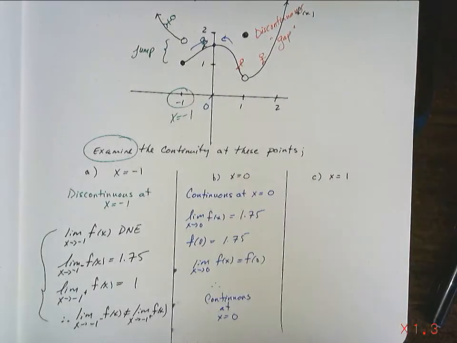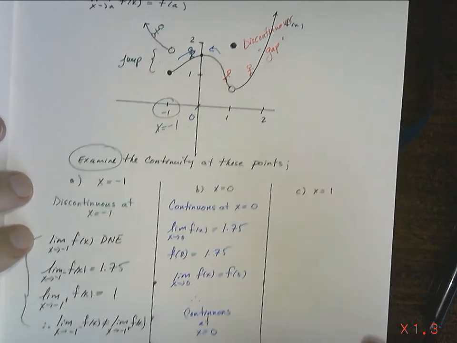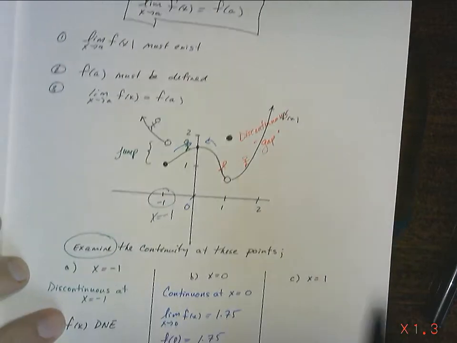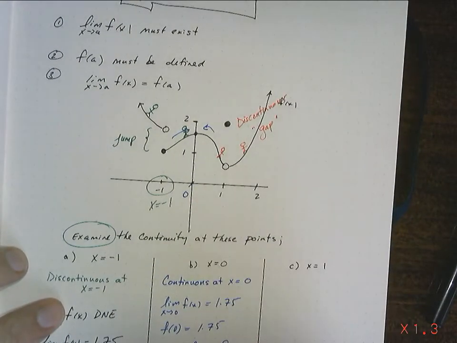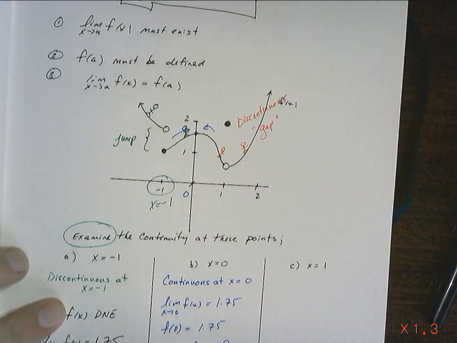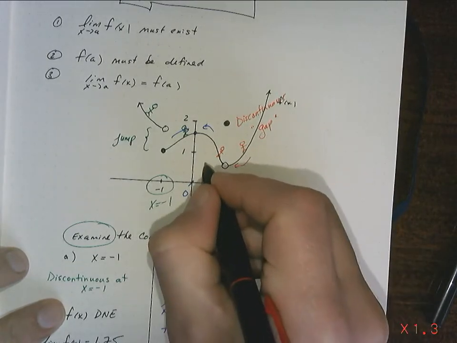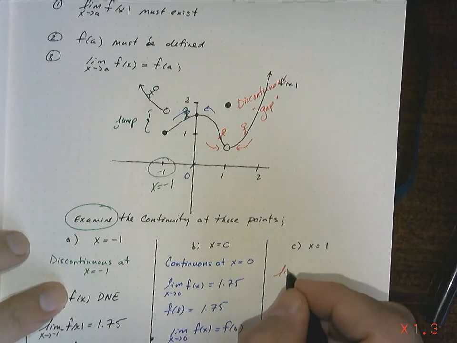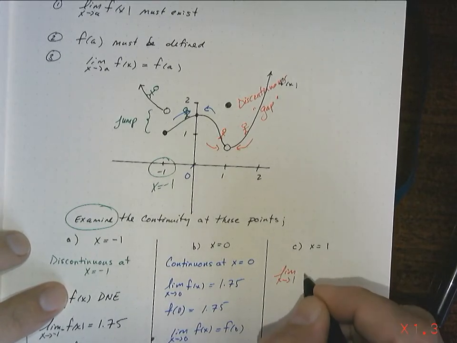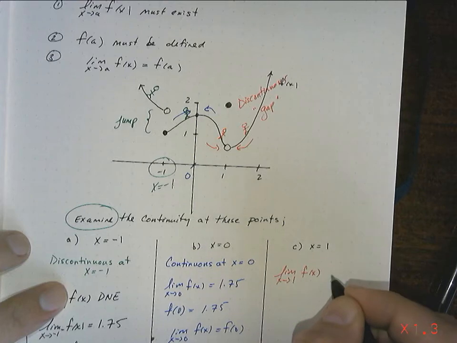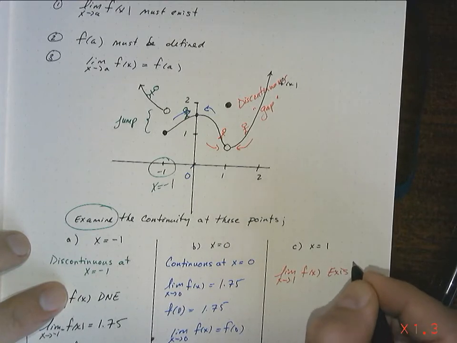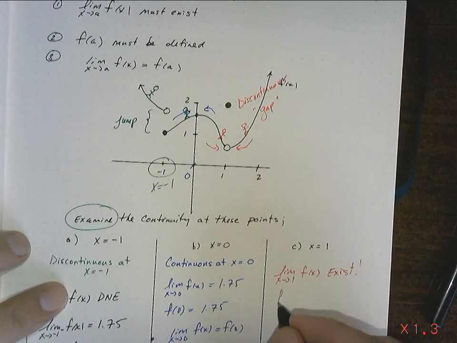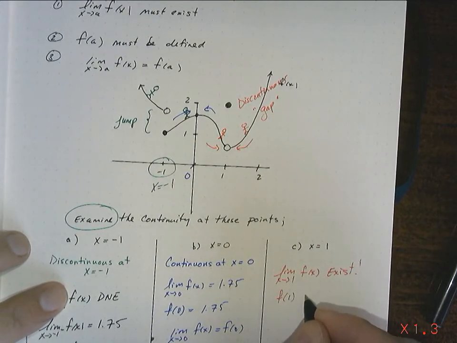And what actually fell apart on this gap discontinuity? Which one of the conditions actually fell apart here? Well, does the limit exist at that point? Does the two-sided limit exist? And the answer is yeah, it does. As I approach from the left and I approach from the right, I'm approaching the same value. So the limit as x approaches 1 of f of x does exist. It definitely exists. Is f of 1 defined? Well, yeah, f of 1 is defined.